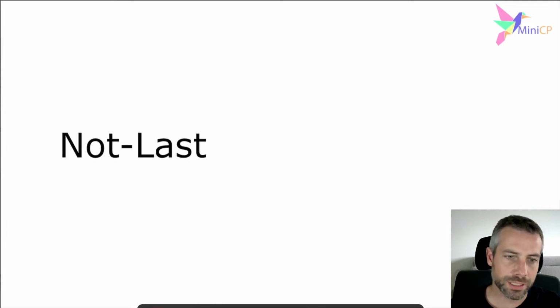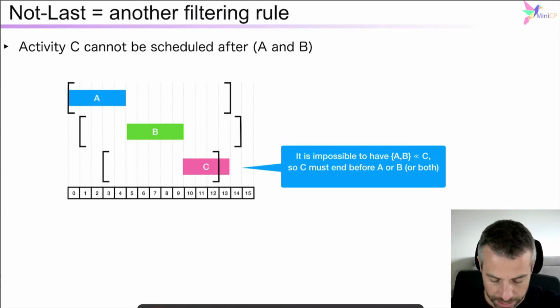So we have seen the detectable precedence filtering rule. We have seen the overload checker. The last one that we will see is the not last rule. The situation is the following.